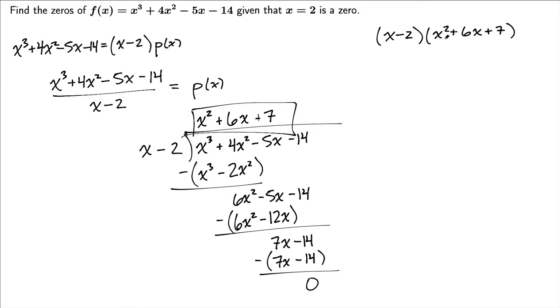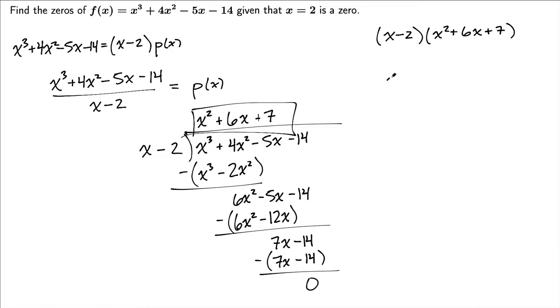Well, now I've got a quadratic, and if I want to continue factoring this, it's a lot easier now that I have a quadratic. It's not super easy to factor, but what we can do to find the zeros is to use the quadratic formula. So we are going to do that.